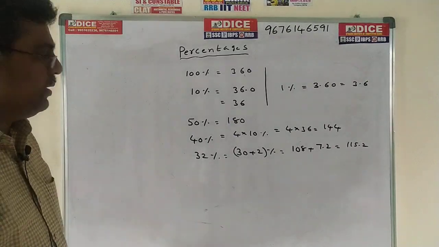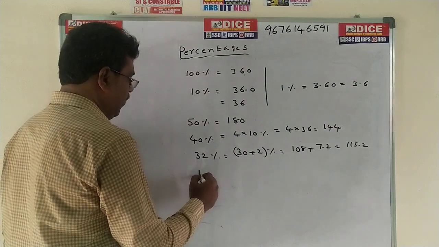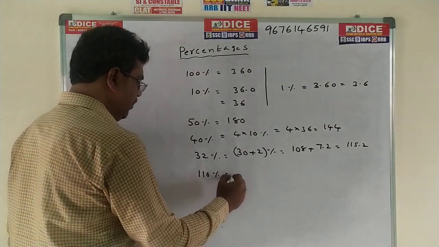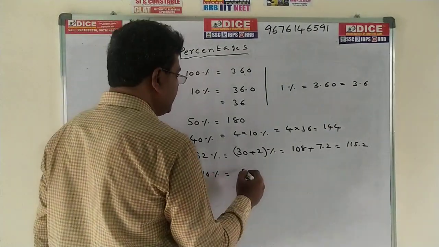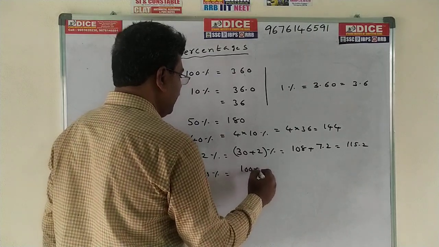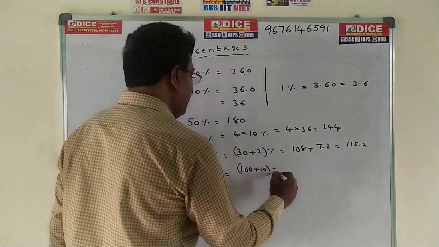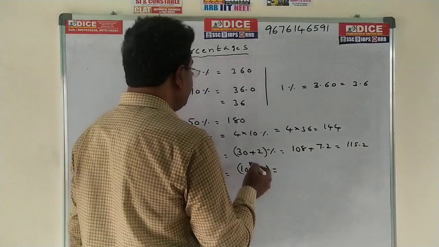Suppose you can see another one, 110%. How to find 110%? We can assume this as 100 plus 10. 100% means nothing but 360.